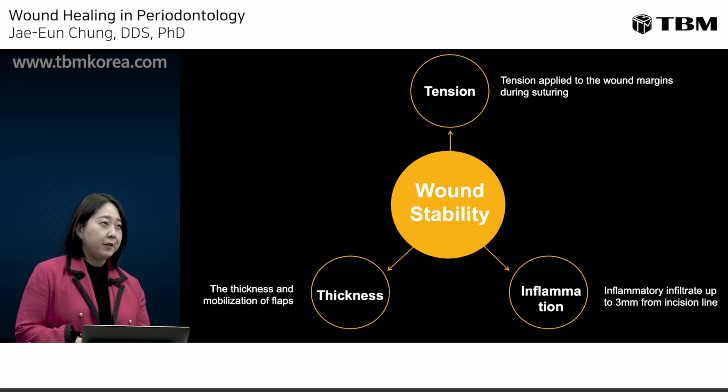There are 3 factors influencing wound stability: tension applied to the wound margin, thickness of the flap, and inflammatory cells. Inflammatory cells can infiltrate up to 3 mm from the incision line, and this can reduce the blood supply. So we should consider this: the suture should be made at least 3 mm from the incision margin.